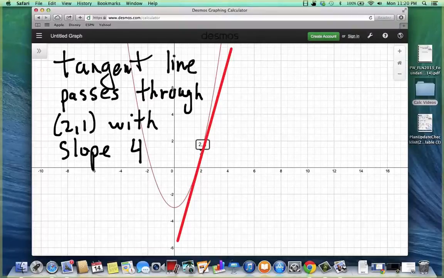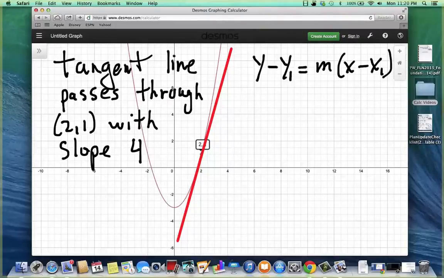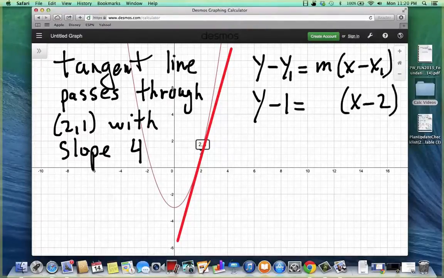Now that we've found that the tangent line has a slope of 4, we can write the equation of the tangent line passing through this point (2, 1) with slope 4. So we can use the point-slope formula for an equation of a line, y minus y1 equals m times (x minus x1). The point (2, 1) gives us our coordinates for x1 and y1, so it's y minus 1 equals m times (x minus 2), and then the slope is 4. This would be one equation of the tangent line passing through (2, 1) with slope 4.